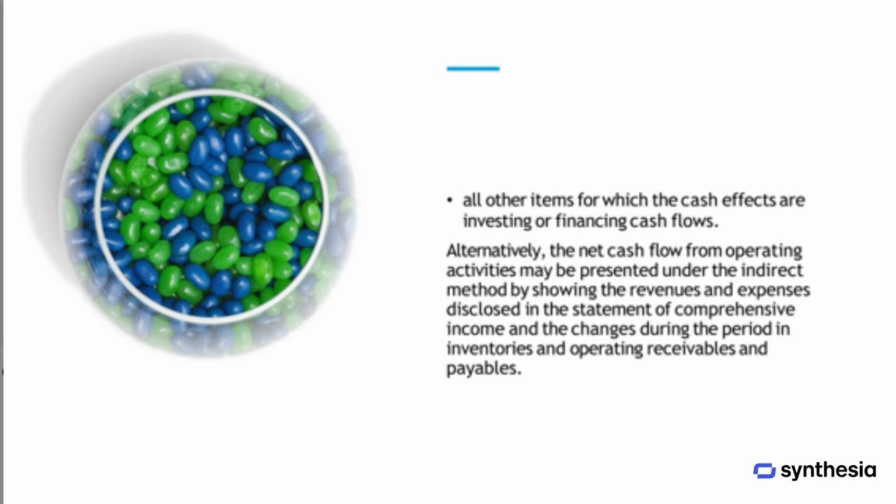Alternatively, the net cash flow from operating activities may be presented by showing the revenues and expenses disclosed in the statement of comprehensive income, along with the changes in inventories, operating receivables, and payables during the period.